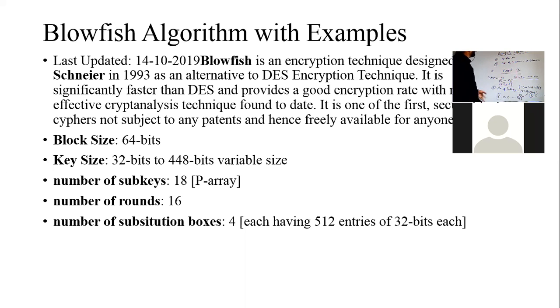And total number of rounds, we have 16 in Blowfish. And total number of S boxes in Blowfish algorithm are 4 S boxes. And it also follows the Feistel structure. Blowfish also follows the Feistel structure for encryption.